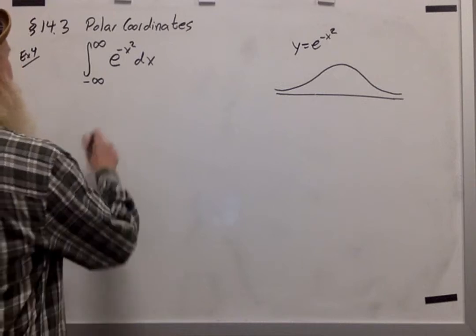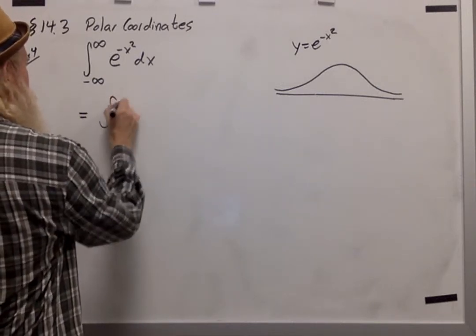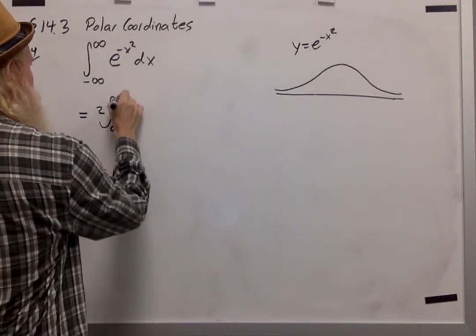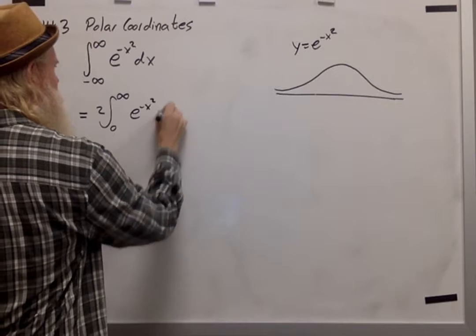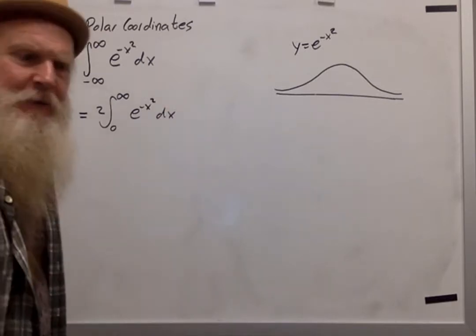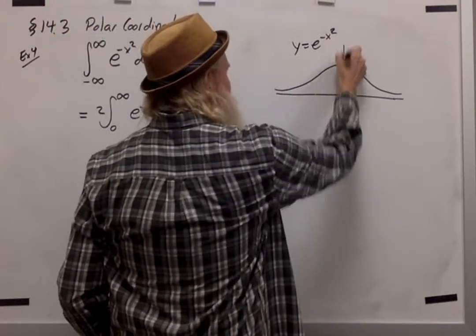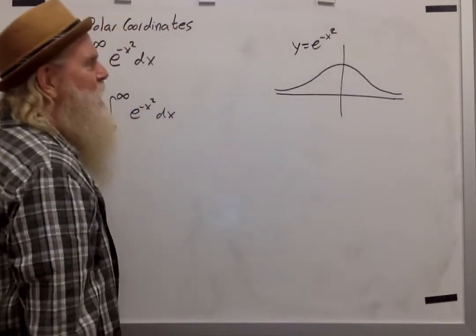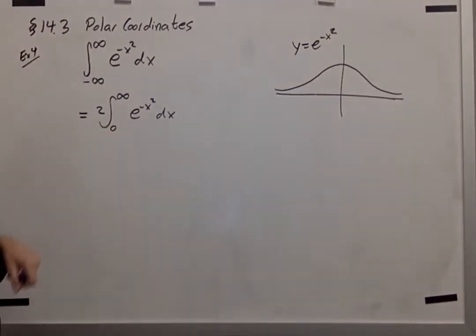The first thing I'd like to do is to rewrite this as twice the integral from 0 to infinity of e to the negative x squared dx. Notice that this function is symmetric across the y-axis. If you replace x with negative x, the function's unchanged. So this is something legal.